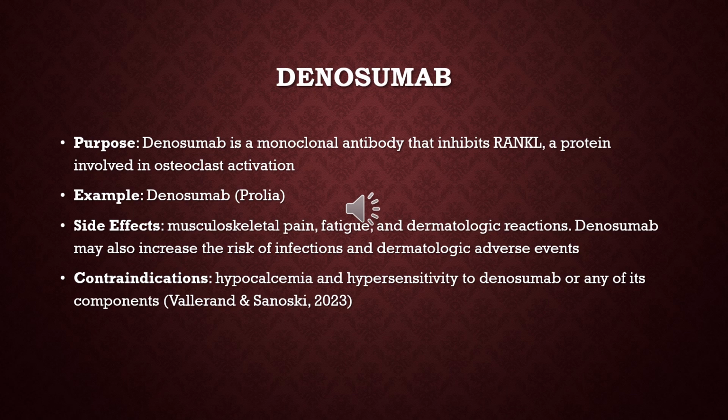Denosumab is another medication that can be used in osteoporosis. It is a monoclonal antibody that inhibits a protein involved in osteoclast activation. By reducing the osteoclast activation, the medication helps increase bone density and therefore reduce fracture risk.